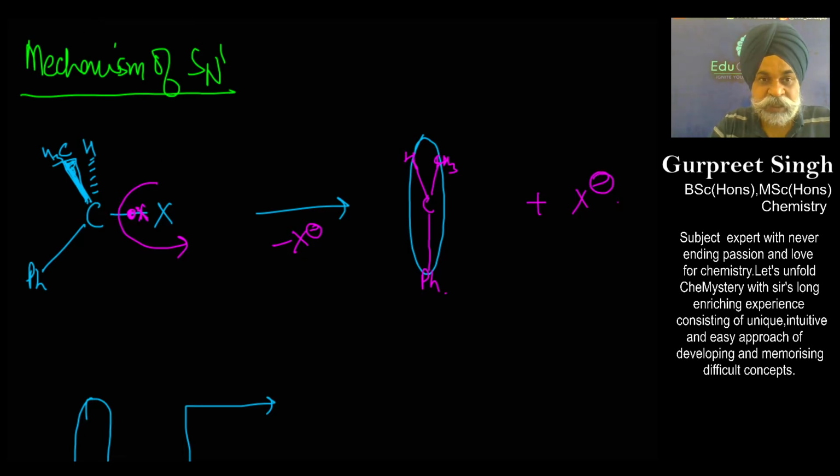So what you have generated is a carbocation. What I have done is, I hope you are aware of the fact that this is tetrahedral. Now once this has gone out, around the carbon there are 3 bonds available, and these 3 bonds would like to occupy a trigonal planar shape. So it is going to acquire a trigonal planar shape, with the formation of a positive charge on the carbon because X negative has gone out.